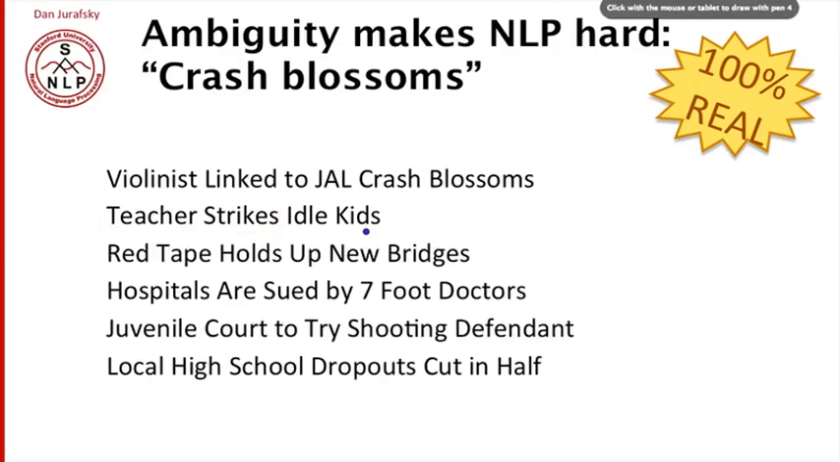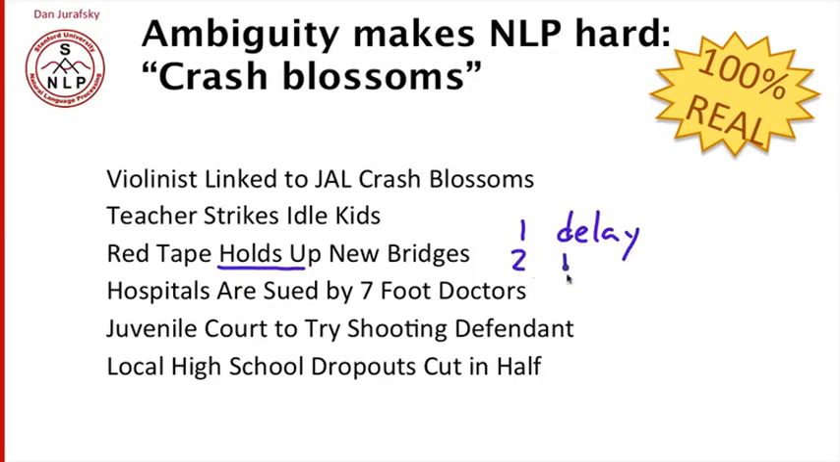Another important kind of ambiguity is word sense ambiguity. So in our third example, "Red tape holds up new bridges," the writer intended holds up to mean something like delay. We'll call that sense one of holds up. But the amusing interpretation is the second sense of holds up, which we might write down as to support. And now we get the interpretation that literal red tape, as opposed to bureaucratic red tape, is actually supporting a bridge. And we can see lots of other kinds of ambiguities in these actual headlines.